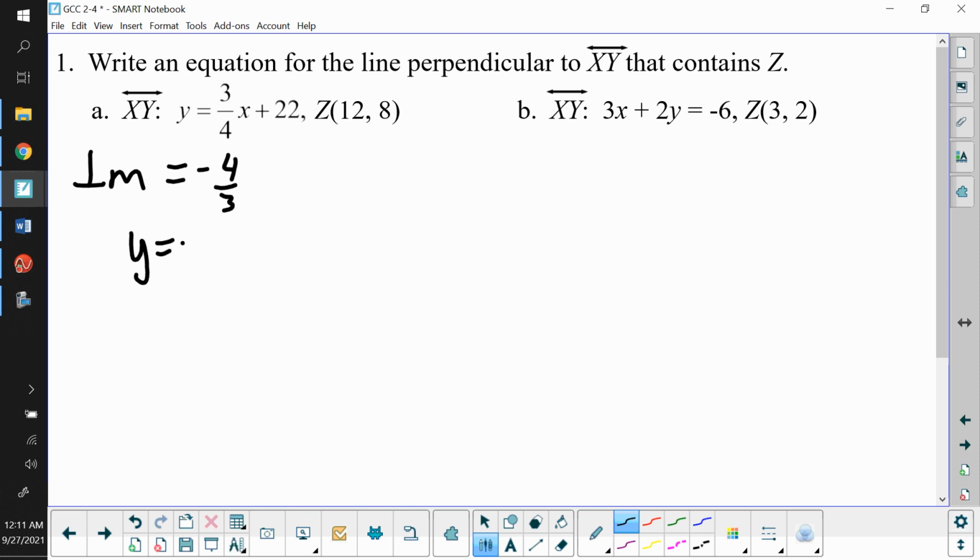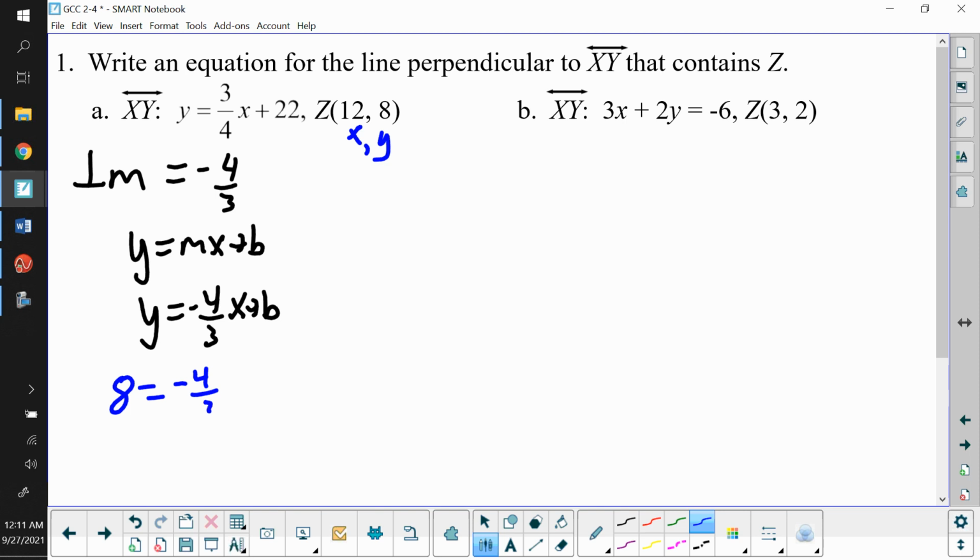Well, we're using our y equals mx plus b. We'll fill in that negative 4/3 for m. And now our point here is an x comma y. We can just fill those in for y and x so we can find our value of b. So we're going to put 8 where y is. We'll have negative 4/3 times 12 plus b.